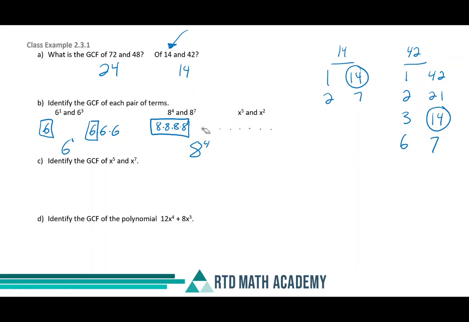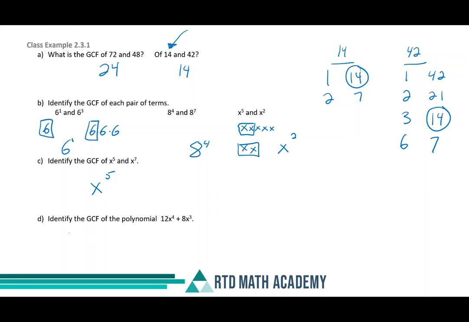And then if I look at x's, I'm just looking for the highest power in between these two. You could write it out again if you really felt like it. You've got 5 x's versus 2 x's. The maximum number of x's that could be shared or common between these two is going to be x squared. Okay, so question C, now we're going to go a little bit faster. Identify the greatest common factor of x to the power of 5 and x to the power of 7. That's going to be all 5 of those x's, so x to the power of 5.